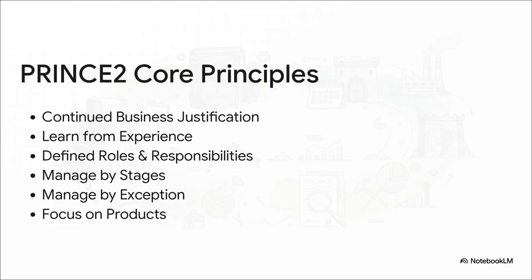The entire methodology is built on these 7 core principles. For instance, manage by stages is just a smart way of breaking a huge project into smaller, more manageable chunks. And manage by exception, this one's brilliant. It basically means senior managers only get involved when something goes wrong, empowering the project manager and the team to just get on with their work.